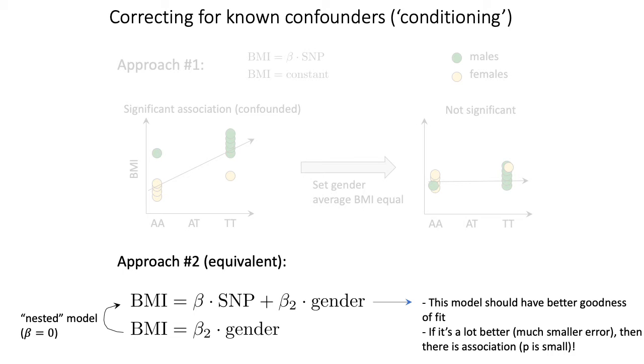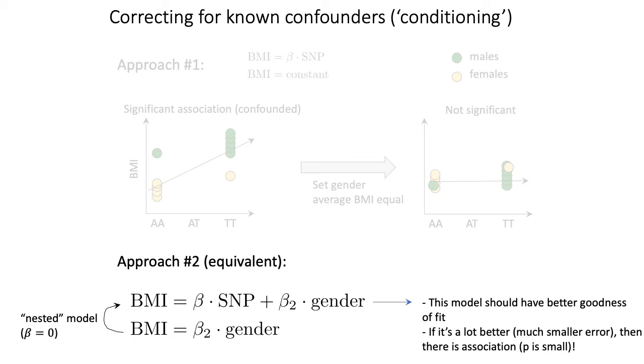And then what you do is you build a second model. You fit a second line where you just say BMI is just some function of gender. So you fit BMI equals some beta 2 times gender. And so the idea here is that the second model where you only have a gender variable fitting to BMI is nested within the first model where you have both gender and SNP. And it's called nested because the goodness of fit of the first model where you include SNP and gender should always be at least as good as the goodness of fit of your second model.